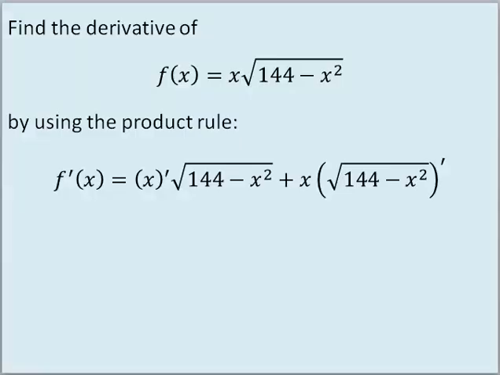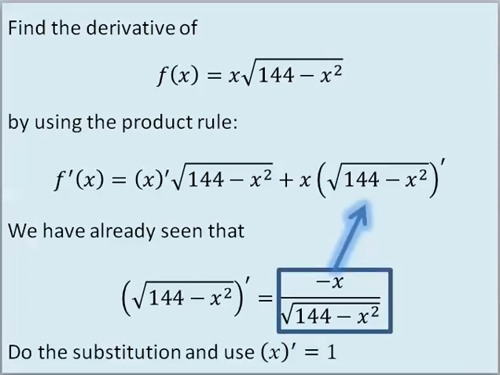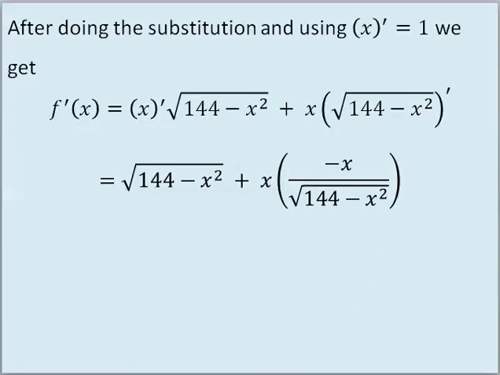Set up the derivative of the function by using the product rule. Now you can see why we did that preliminary step. The derivative of radical 144 minus x squared is negative x over radical 144 minus x squared. We're going to use that knowledge to find the derivative of our function. So do the substitution and also use the fact that x prime equals 1. When the dust settles, this is what you will get.